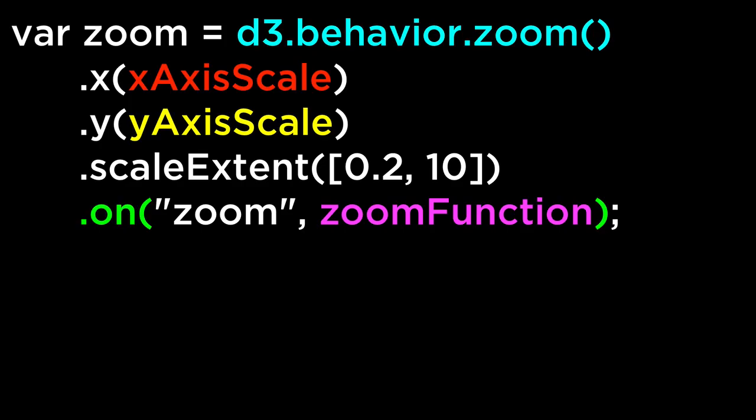Going back to the rest of the code, this is where we define the D3 zoom behavior. We pass in the x-axis scale to the x-axis scale helper, which will redefine the x scale domain for us. We pass in the y-axis scale to the y-axis scale helper, which will redefine the y scale domain for us. We define the extent of the zoom scale to go from 0.2 to 10. Lastly, we define the event we want to listen for, which is the zoom event, as well as what function to call when the zoom event is triggered. The zoom function is the function we just got done defining and going over.